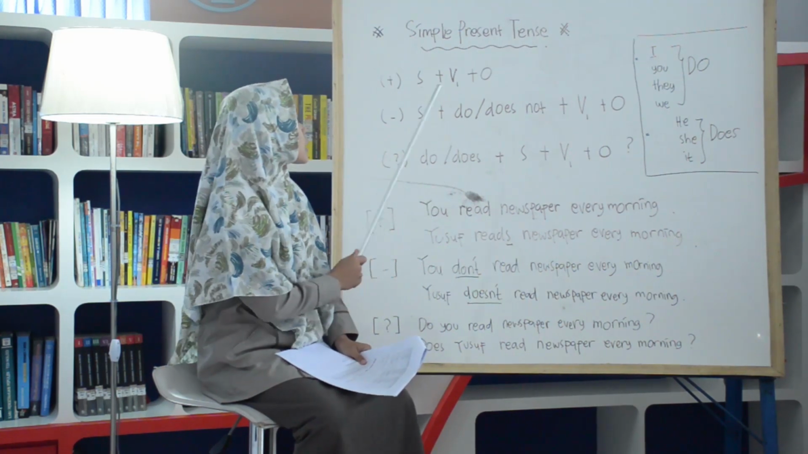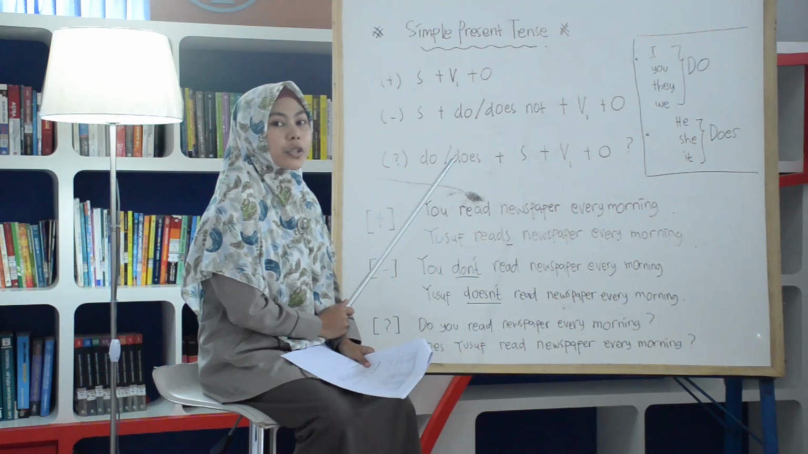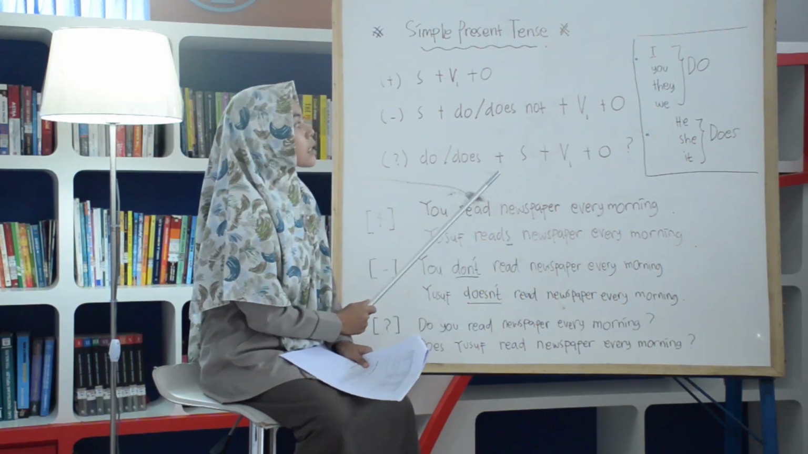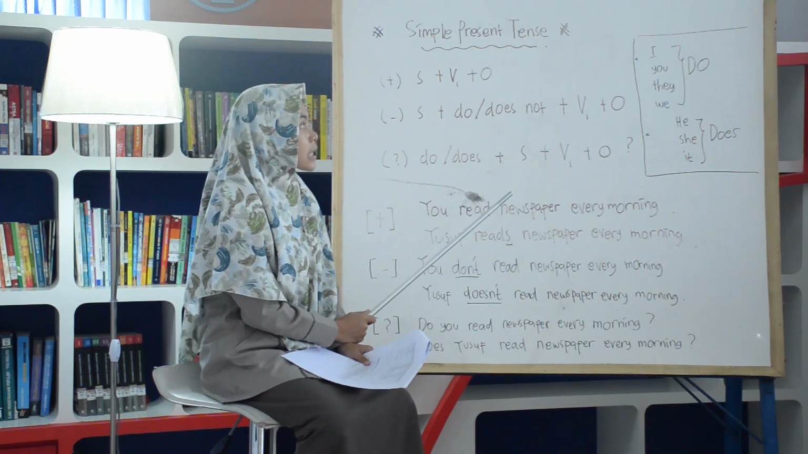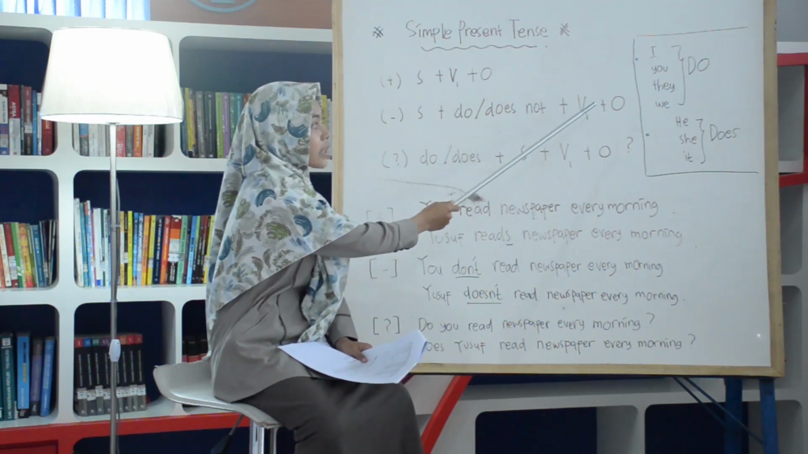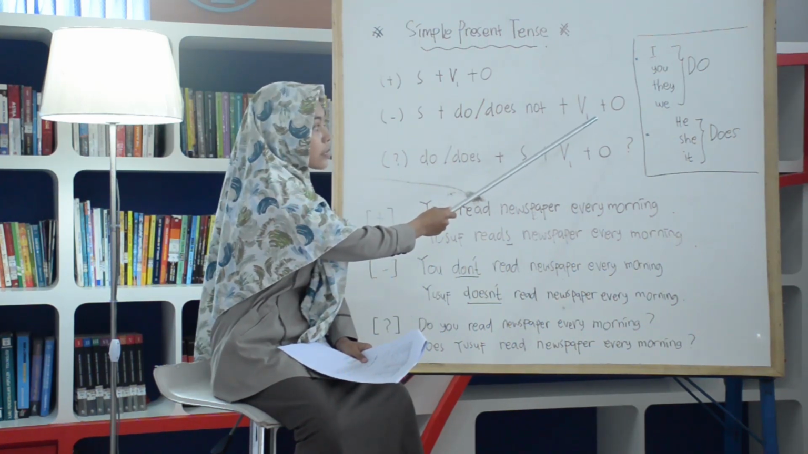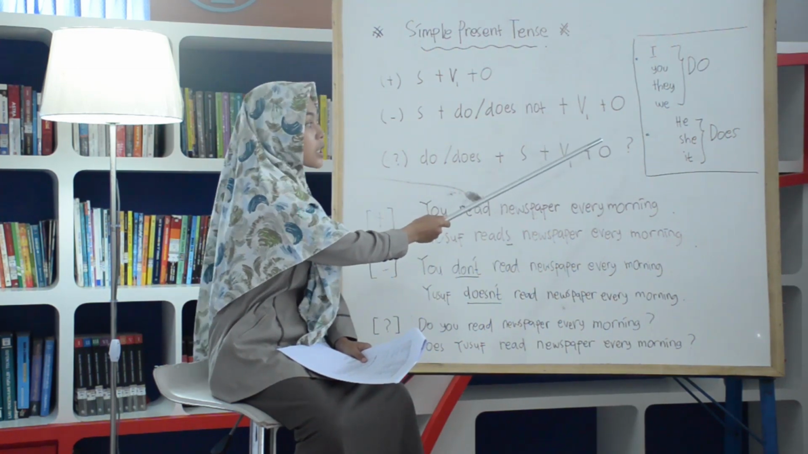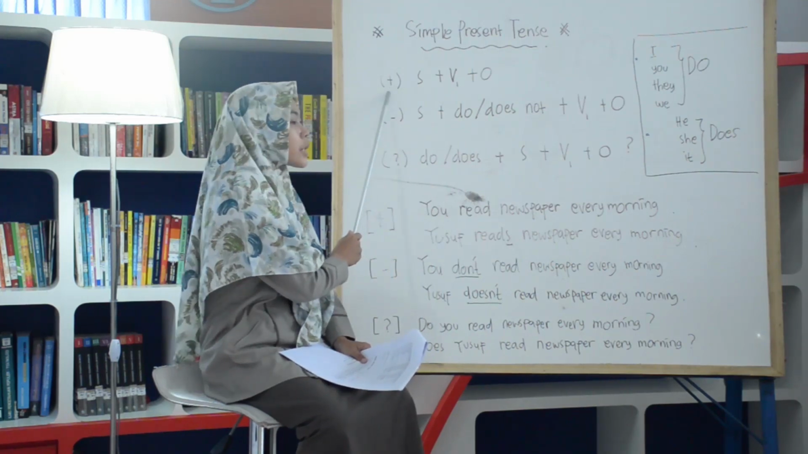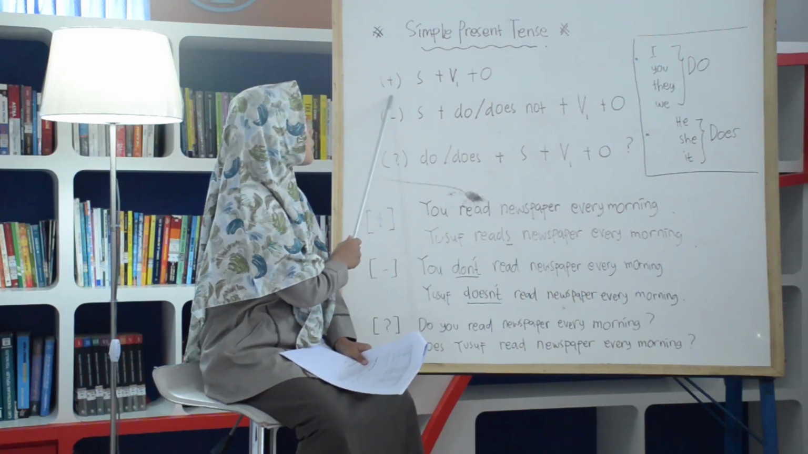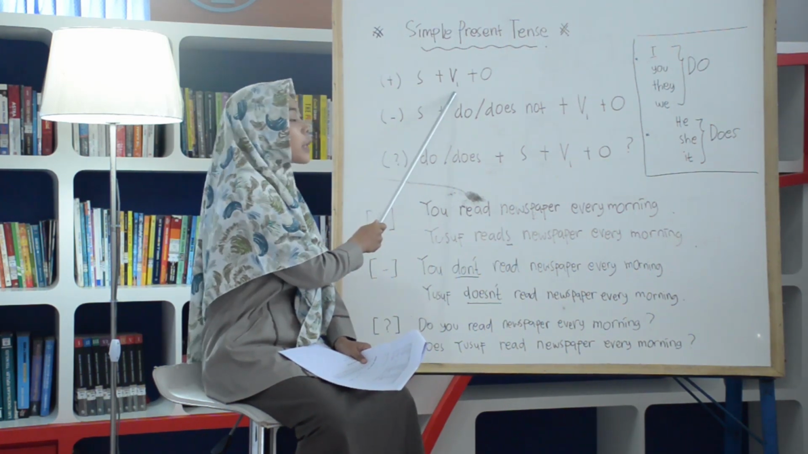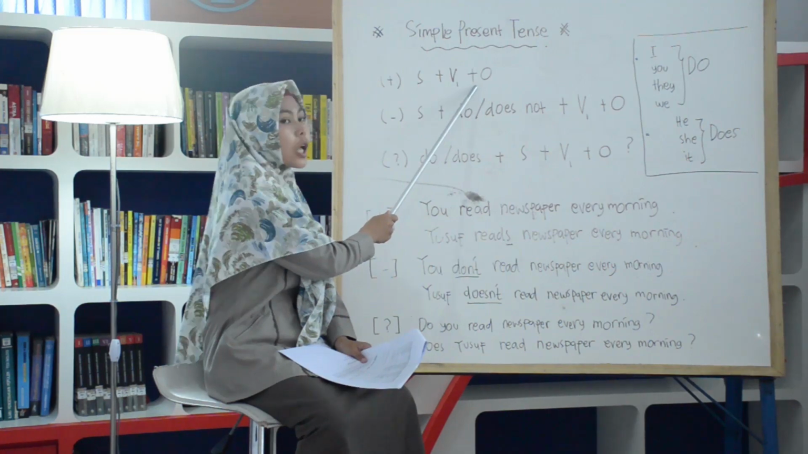Before we talk about the form, you have to know about the subjects in English. There are 7 subjects in English. The first is I, you, they, we, he, she, and it. Okay, let's restart with the first form. Positive form. Here is subject plus verb 1 plus object.